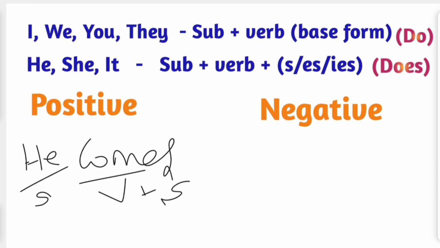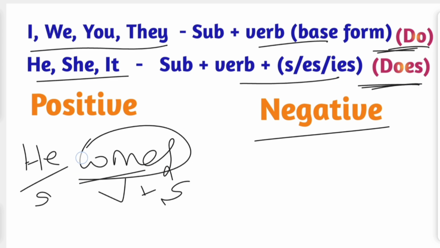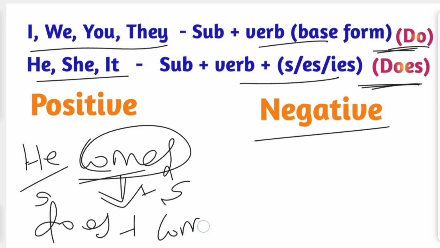Now the negative sentence. A negative sentence always comes with the auxiliary verb do or does. For I, we, you, they, do will come. For he, she, it, does will come. Here the verb is without s, that's why we are using do. Here the verb is with s, so we use does. Now we will split this comes like this: does plus come.